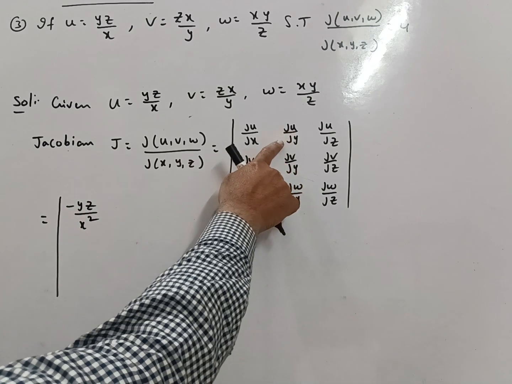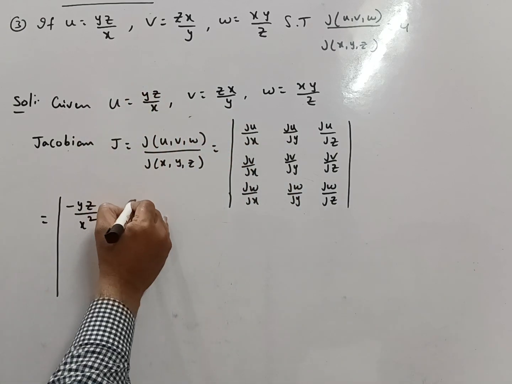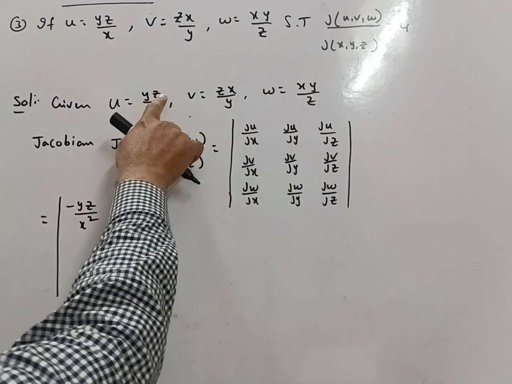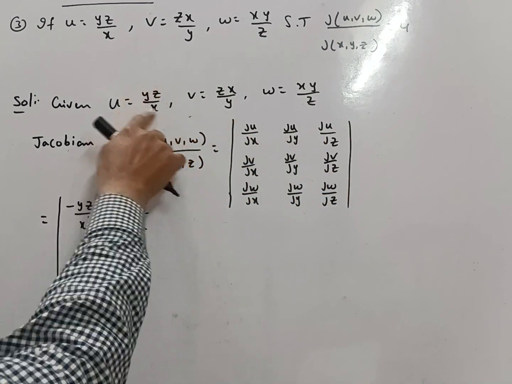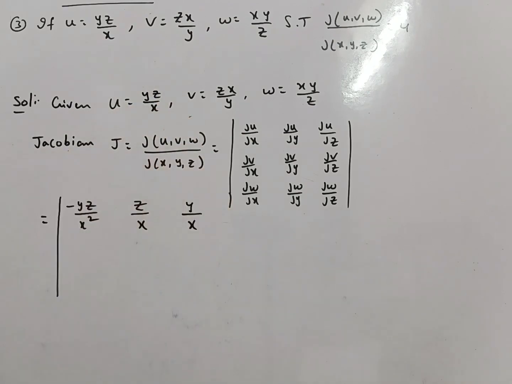Correct. Next, u with respect to y. Y is in the numerator. Y is 1. So I get here z by x. Then u with respect to z. Z is also in the numerator. So differentiation of z is 1. So I get here y by x.